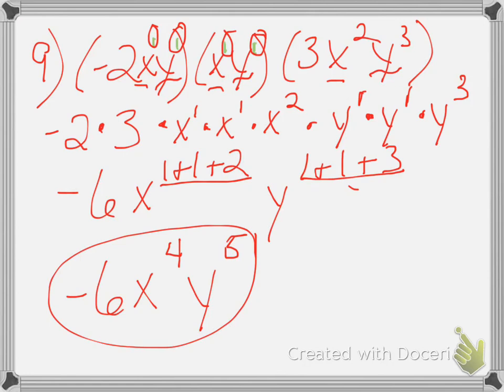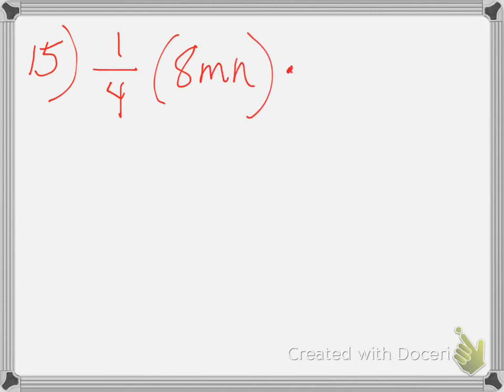I have one more example with a fraction. Is everybody finished with this problem? Number 15. We have 1/4 times 8mn times negative 6m squared n squared. If you don't want to work it in your notebook, you can work it in your binder. It's on page 2.